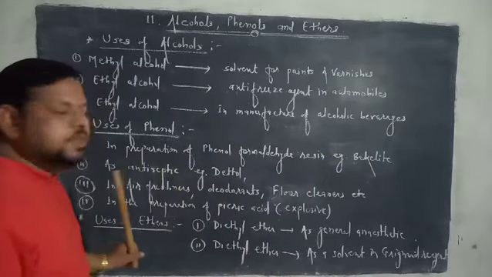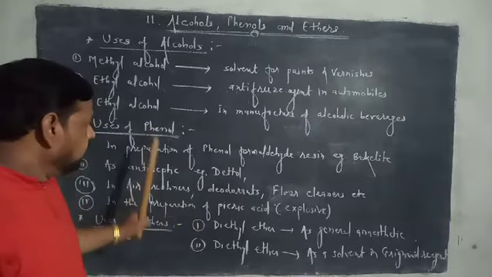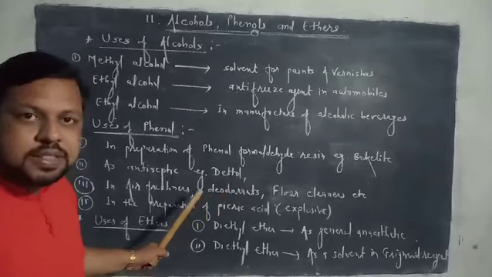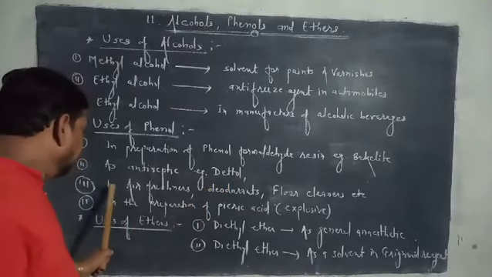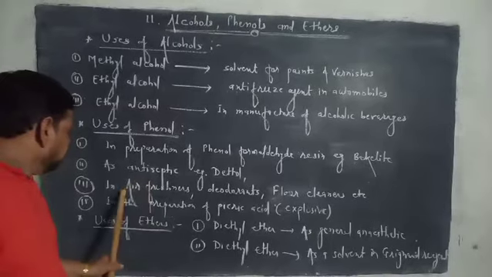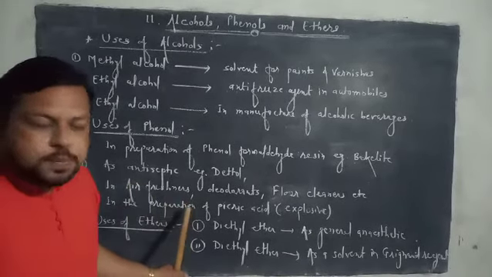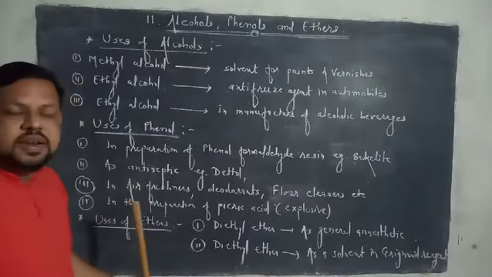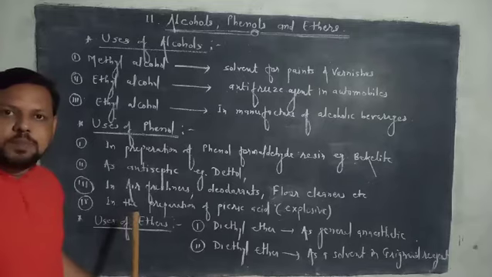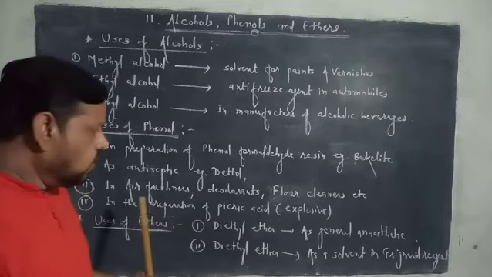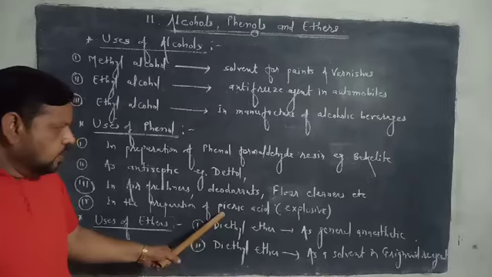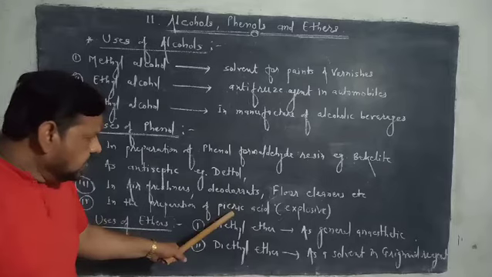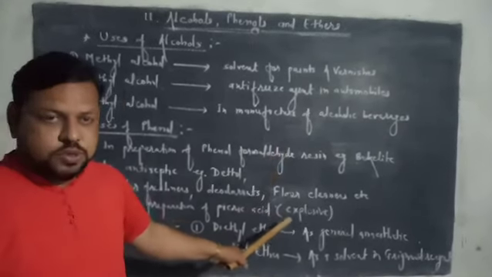then next, it is used as a antiseptic. Phenol is used as a antiseptic, and the best example of antiseptic is Dettol. Okay, then next, it is also used in the preparation of air fresheners, deodorants, floor cleaners, etc. Then again, it is used in the preparation of picric acid. We have already discussed the preparation of picric acid. Okay, then this picric acid is used as a explosive.